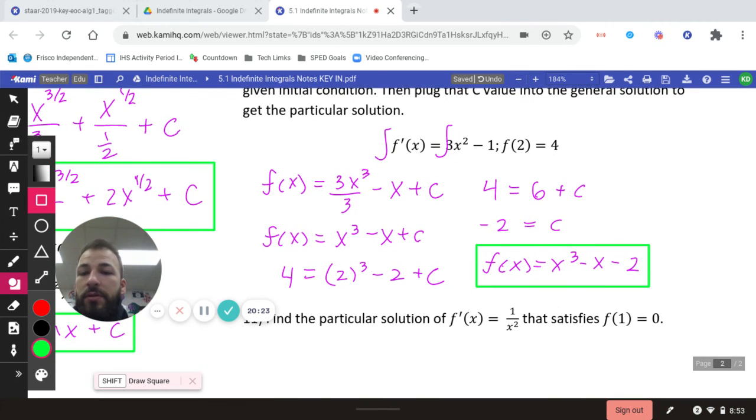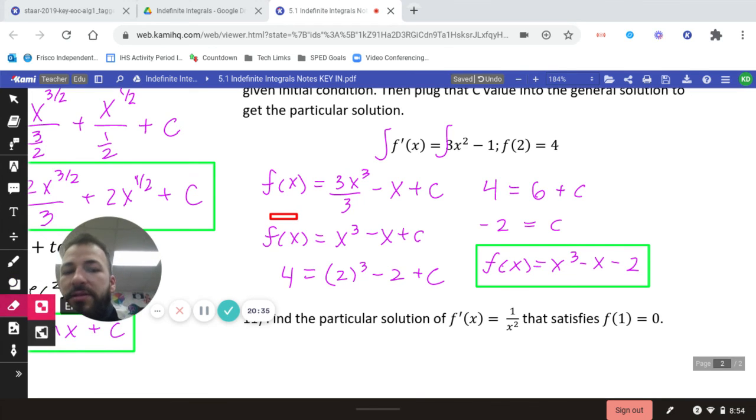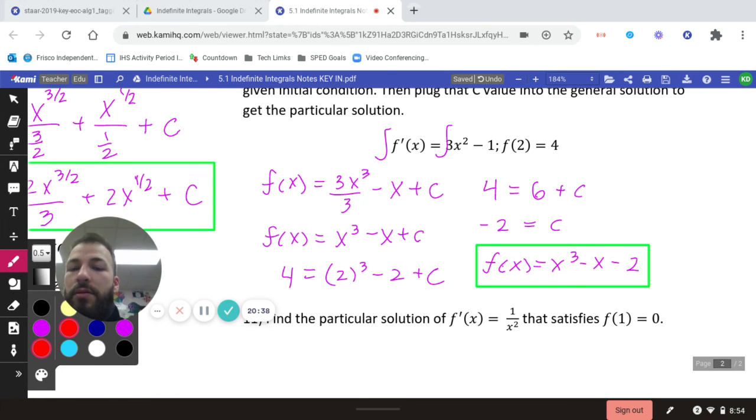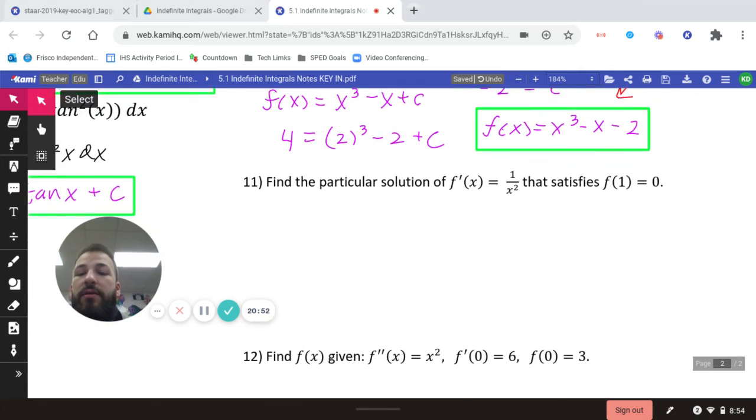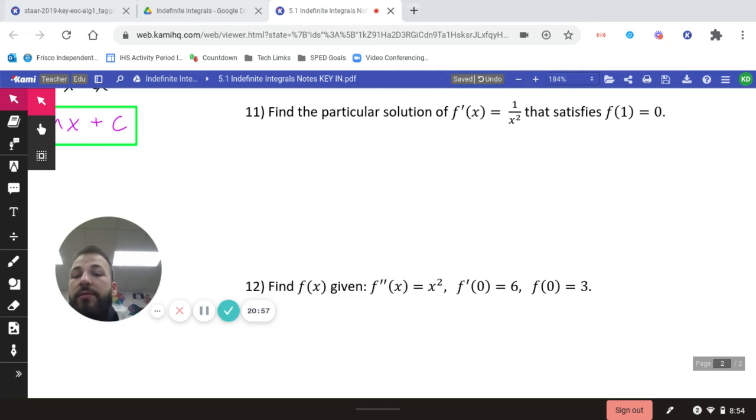Like so. Okay? So this right here, our original derivative, or our original integral, sorry, is what we call the general solution. So this is what we call the general solution. Right here is what we call our particular solution. Okay. So I'm going to let y'all practice it real quick with number 11 and number 12, and then you can check your work here at the end.